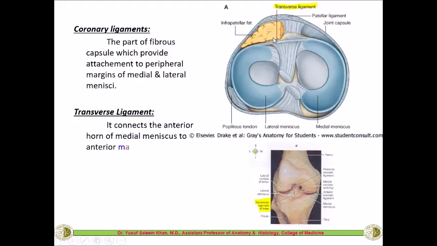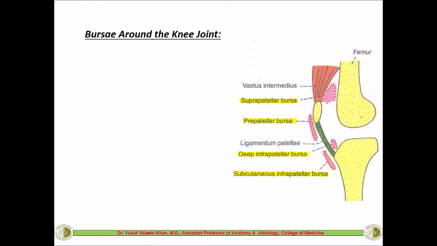The transverse ligament, here you can see, this is the transverse ligament which connects the anterior horn of the medial meniscus with the anterior margin of the lateral meniscus. Here also you can see in this picture. So there is the transverse ligament of the knee joint. And this ligament is present in almost 40% of the subjects, not in everybody, but almost 40% of subjects you can see the transverse ligament.